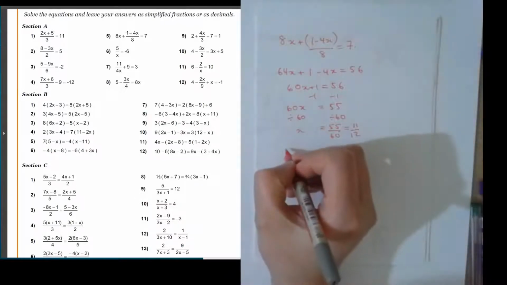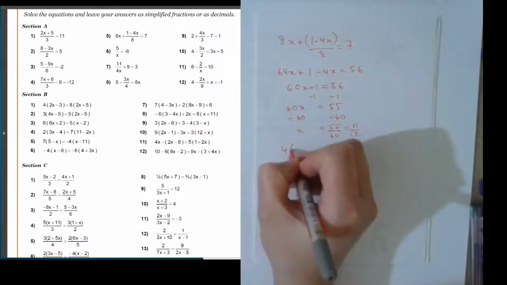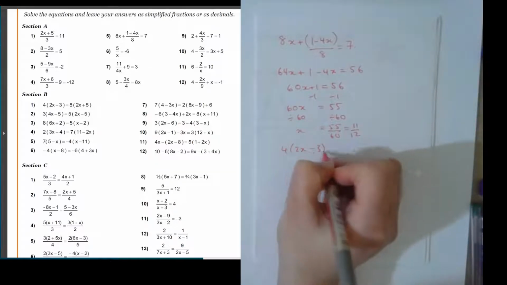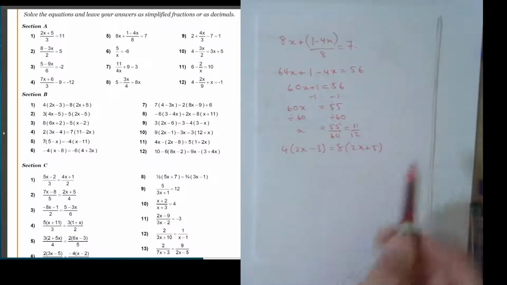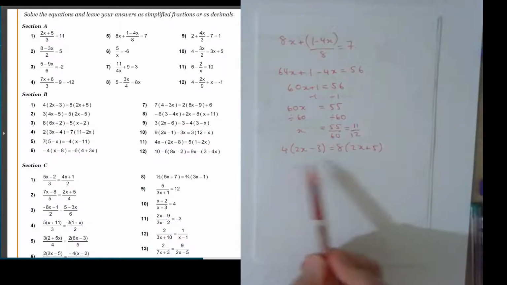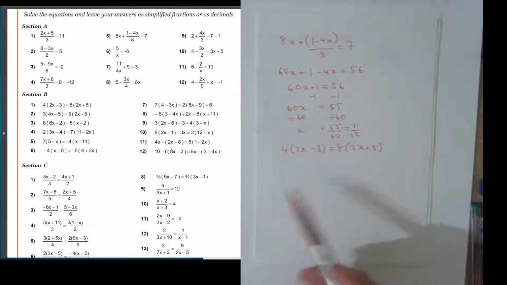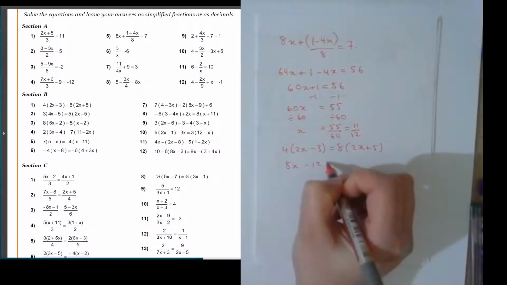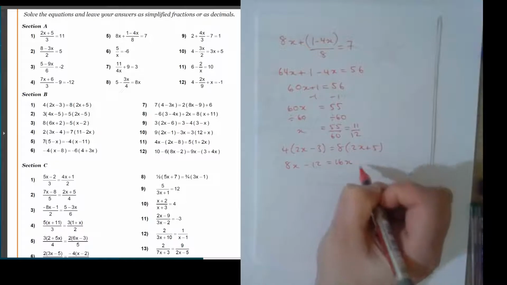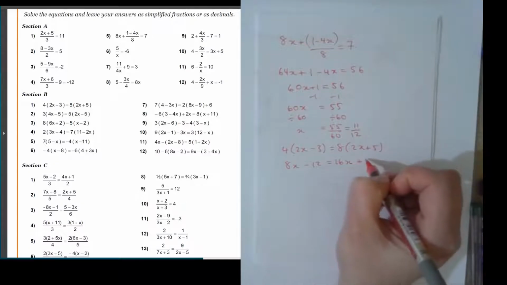Okay, next one we have 4 open bracket 2x take away 3 close bracket equals 8 open bracket 2x plus 5. Okay, some of you might already notice the whole multiple thing. That's fine. If you want to work on that multiple thing, as long as you get to the right answer at the end, you should be a-okay. But I'm going to multiply out the brackets. So I've got 8x take away 12 equals 16x plus 40.